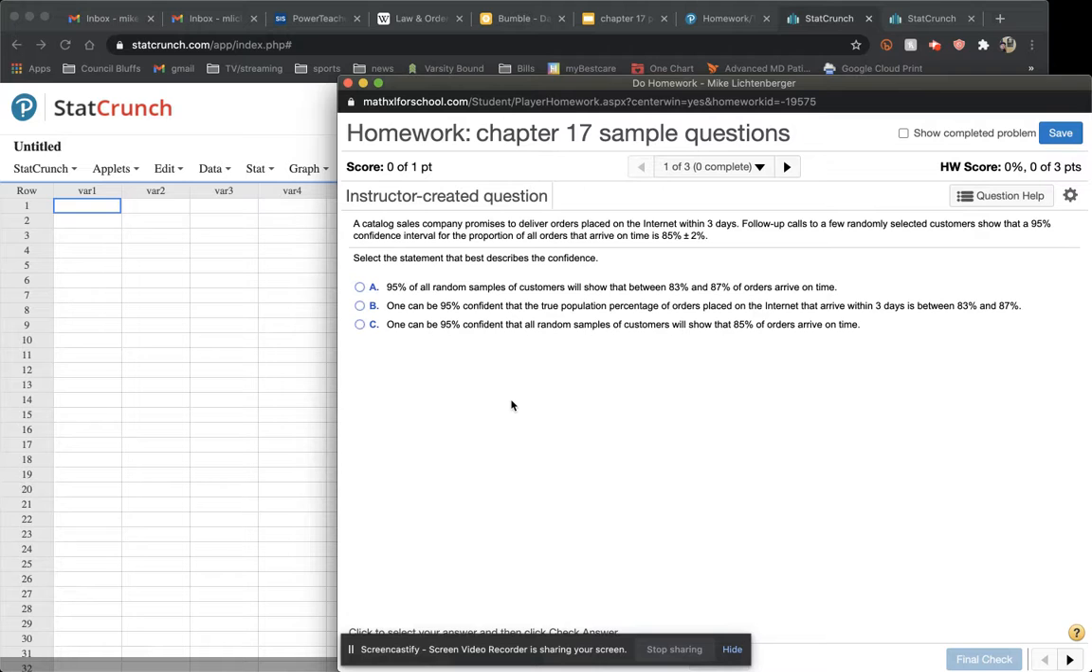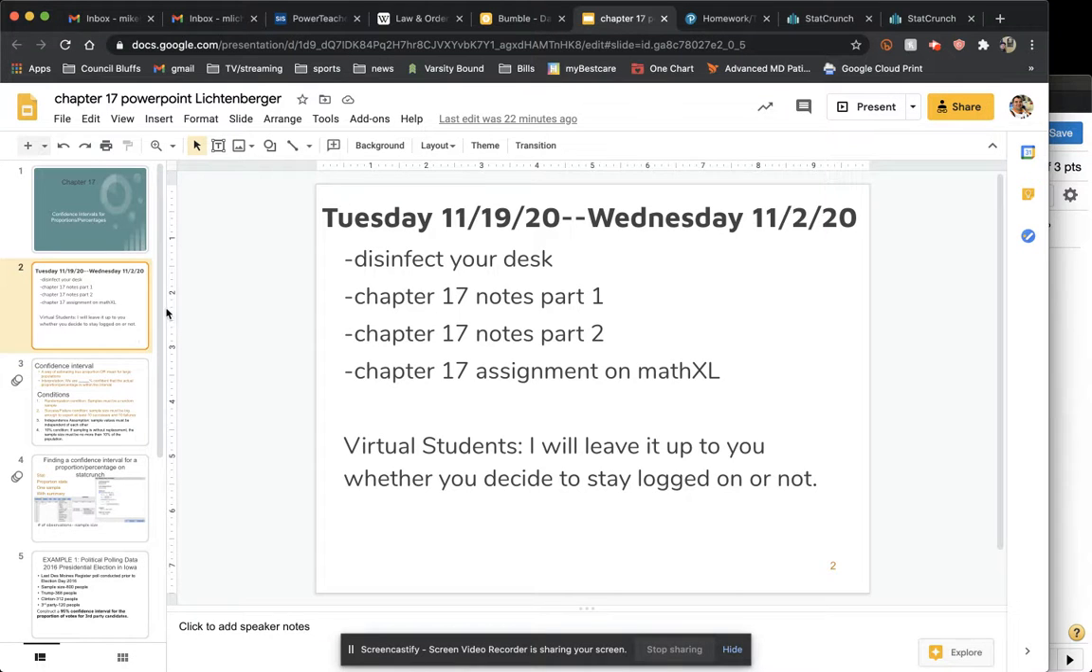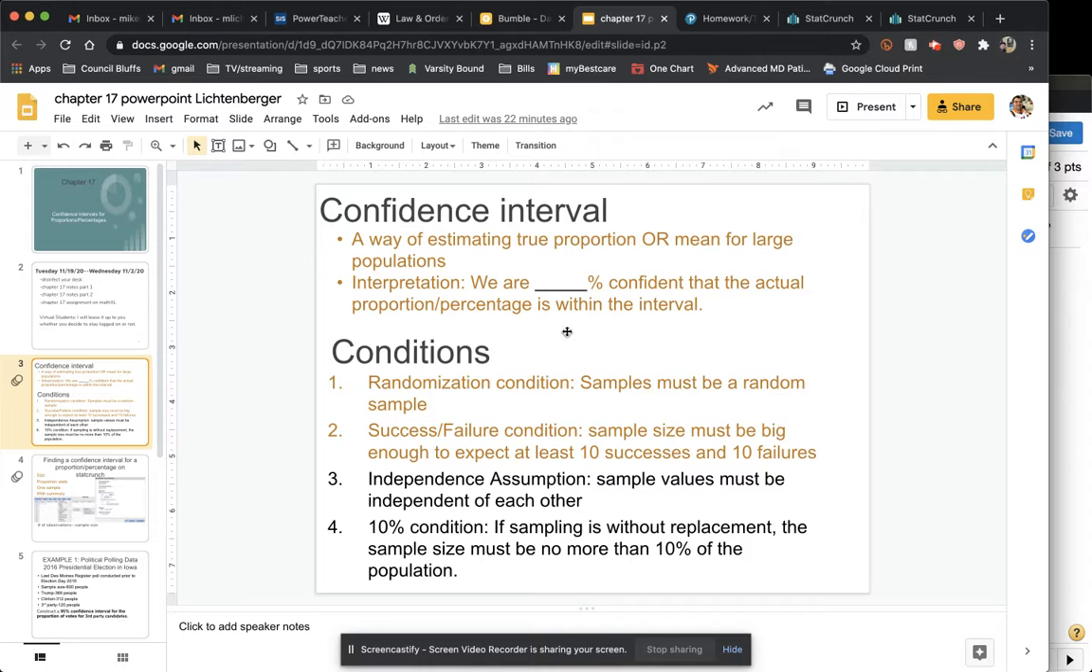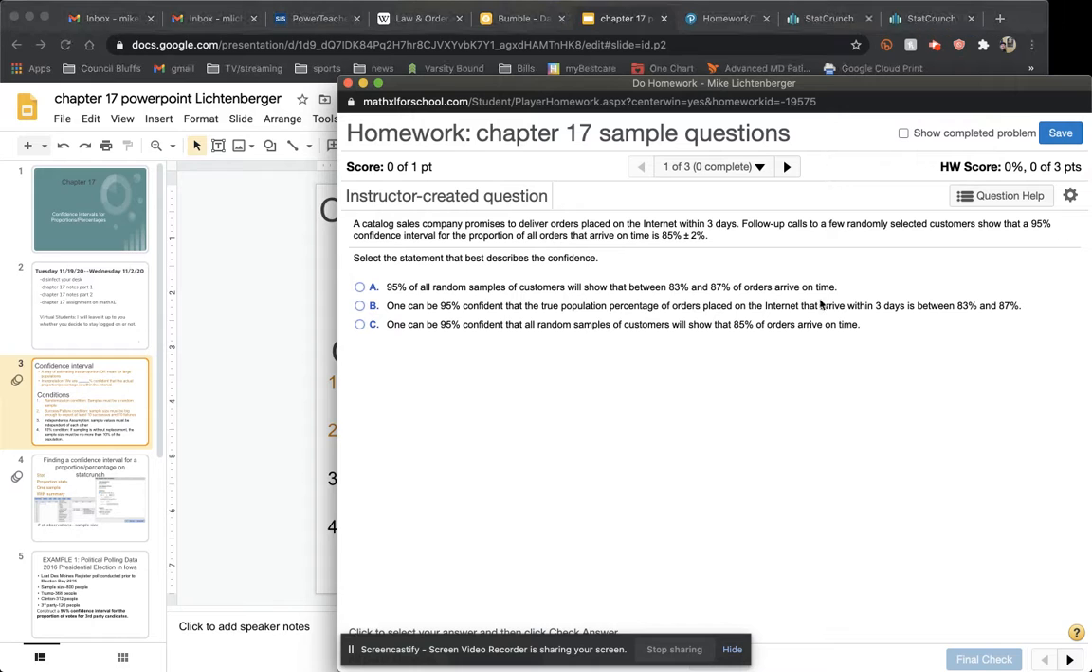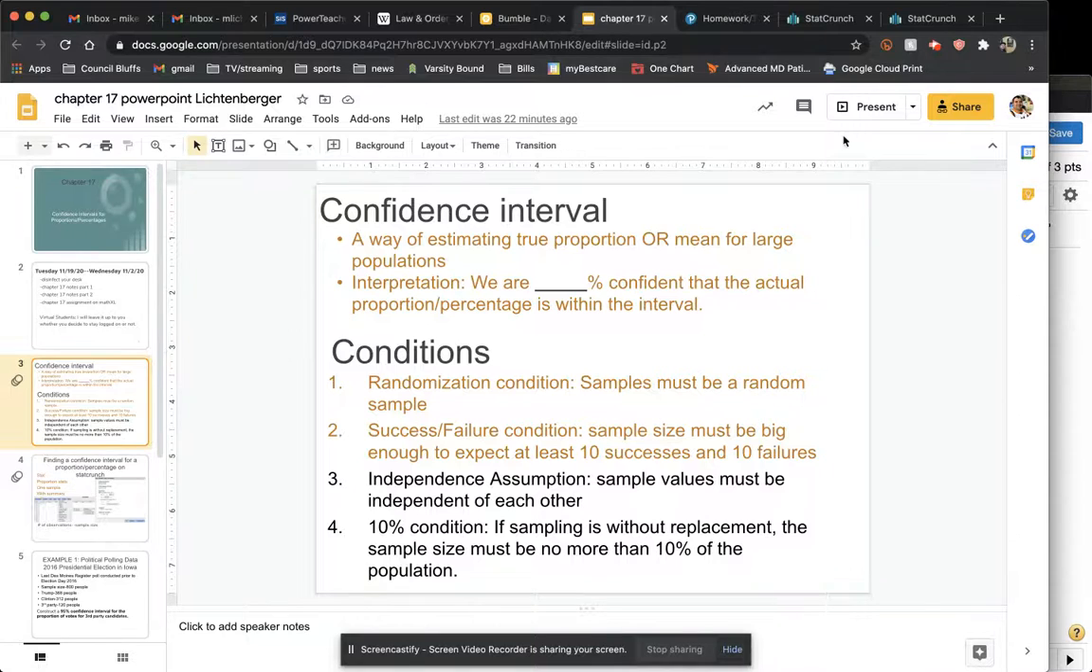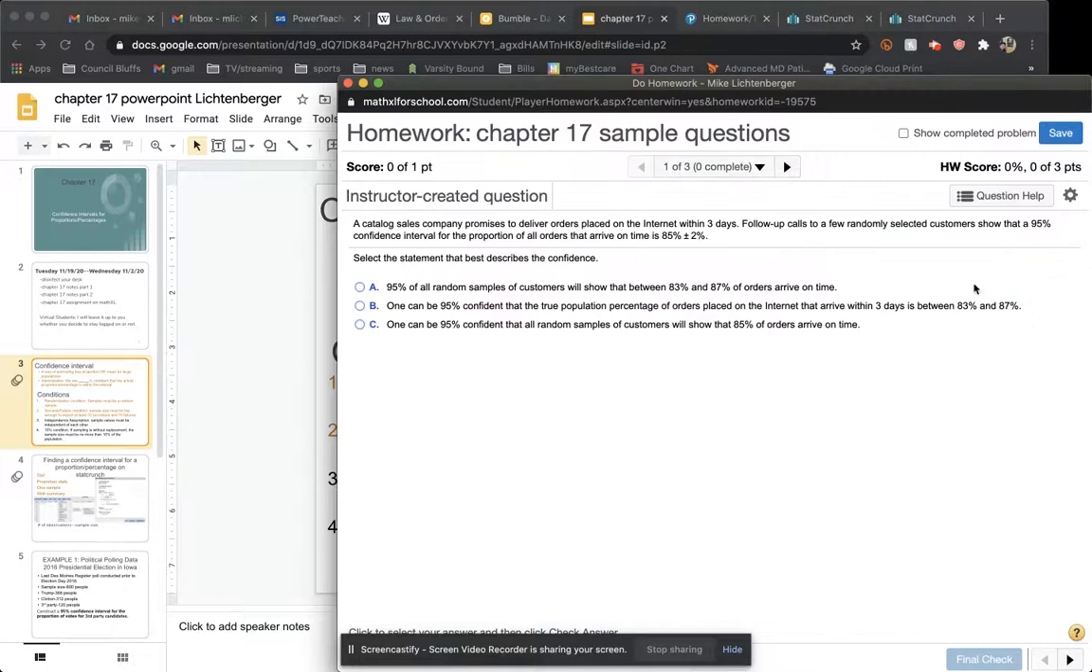So remember from the chapter 17 notes, our interpretation in this case is that we are 95% confident, because it's a 95% confidence interval. So we are 95% confident that the actual proportion or percentage is within that interval. In this case, we are 95% confident that the actual percentage of orders that arrive on time is within this interval here. So 85 plus and minus 2 would be 83 to 87.